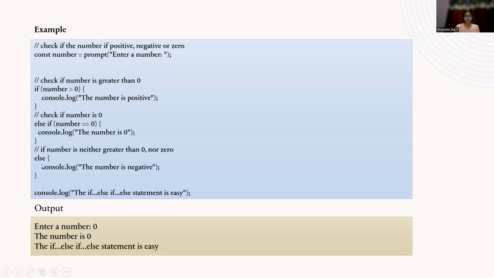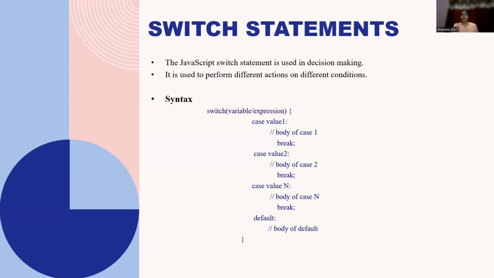two conditions and one else block, where we have to check if the number is greater than 0, and then this output will be printed, and this condition will be checked. If the number is 0, then this output will get executed. So when we enter the number 0, it first checks whether the number is greater than 0. No, it's not. So we come to the else if block, which will be executed, and the output will be number is 0.